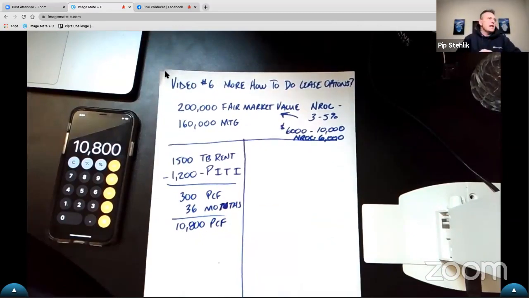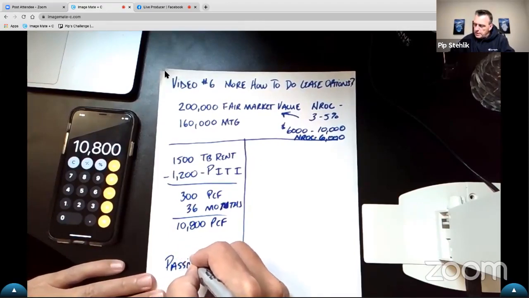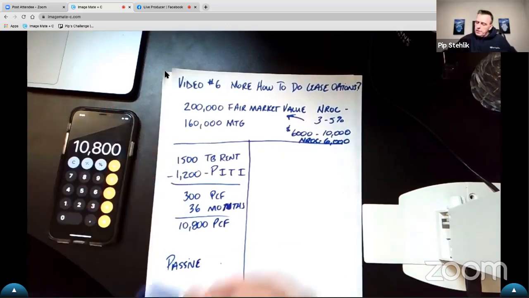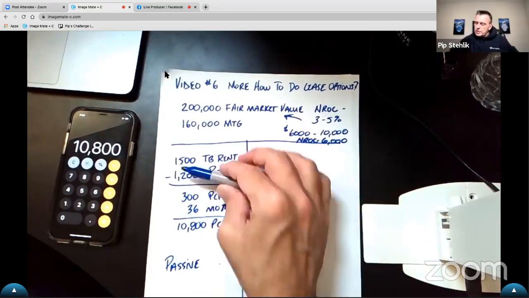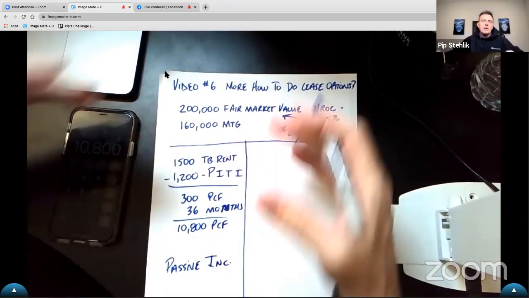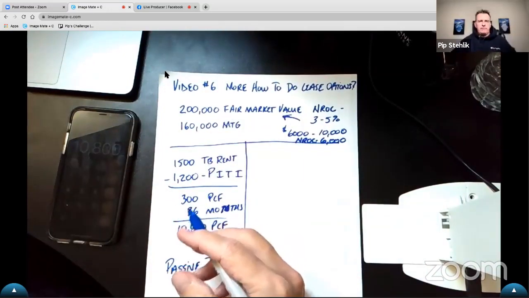Why do we like lease options so much? One of the reasons we like lease options so much, there is passive income, and that's what this would be. You have this much coming in, you have this much going out. $1,500 coming in, $1,200 going out. So you have passive income on this side. You make one big purchase, you make one big action, and you get money every month after that.